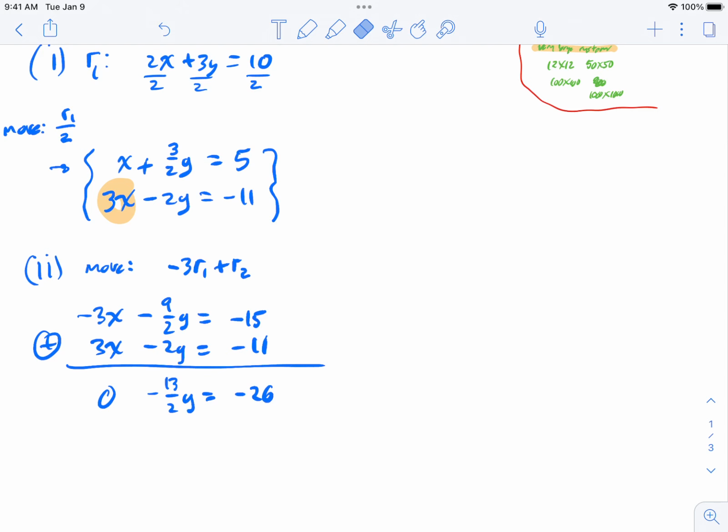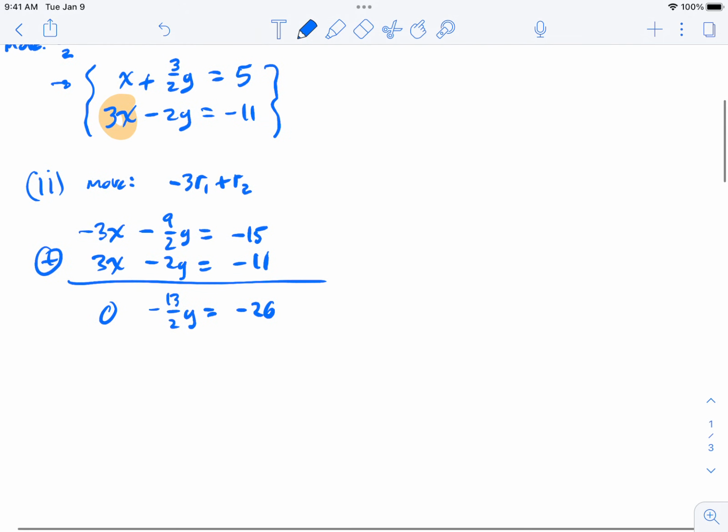So what's our system look like now? Well, again, we didn't change the top equation. I mean, we changed it here in our scratch pad, but we didn't change it in the computer's memory banks.